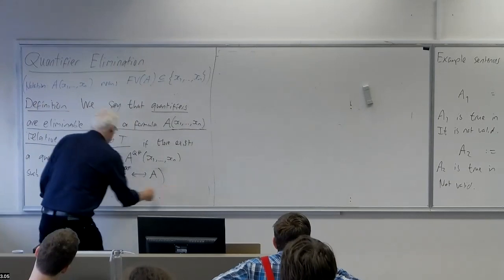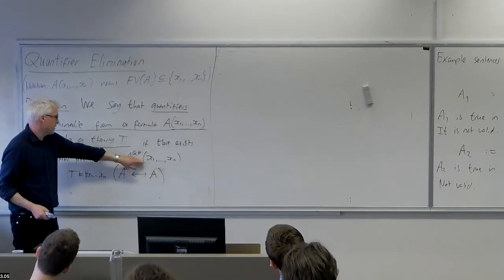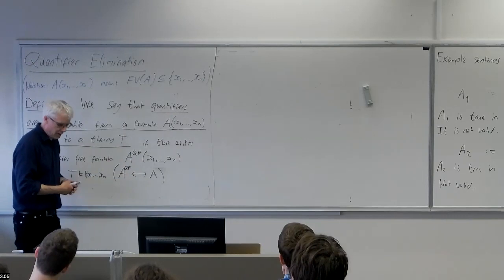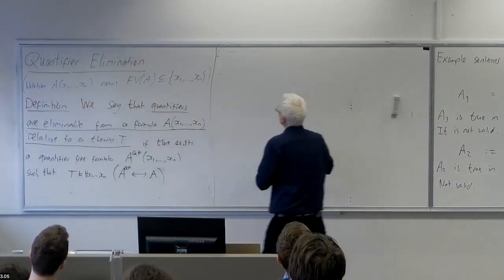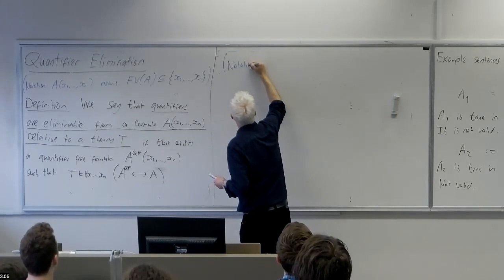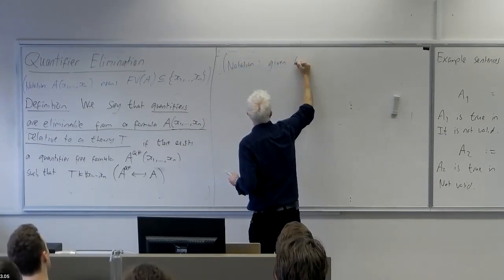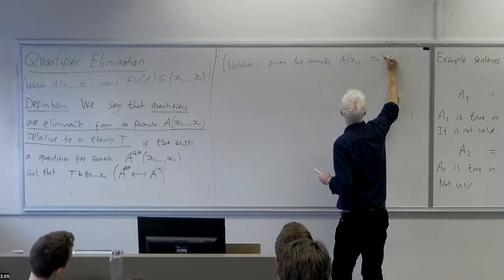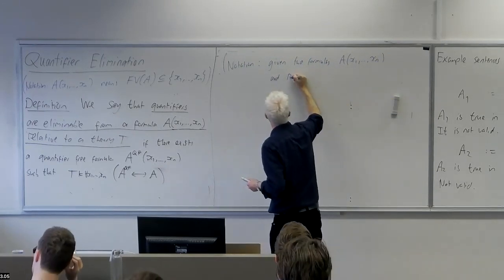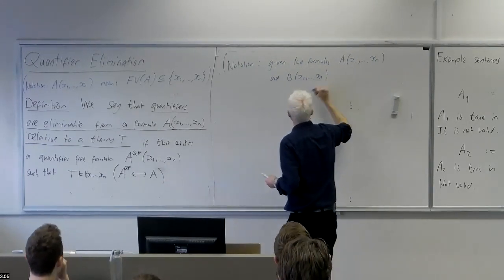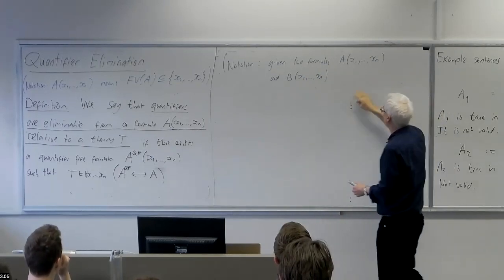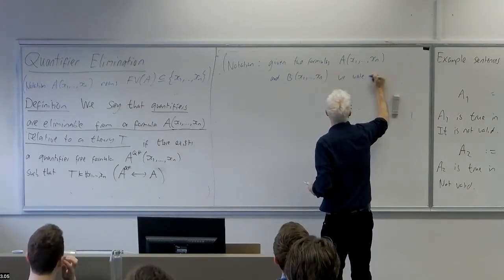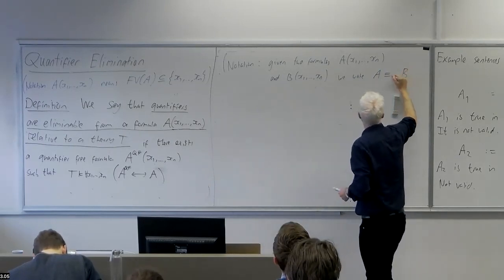Let me introduce some more notation here. This is the way we say that two formulas with the same set of free variables are equivalent over the theory T. So, notation: given two formulas, A and B, with the same sets of free variables, where we're identifying a common set of free variables, we write A is equivalent to B over the theory T.